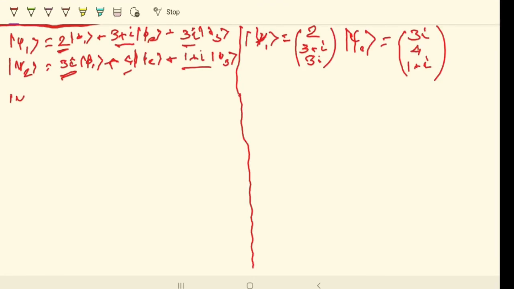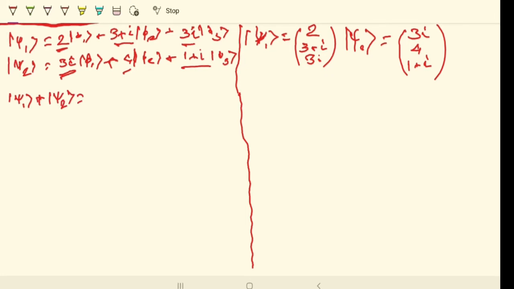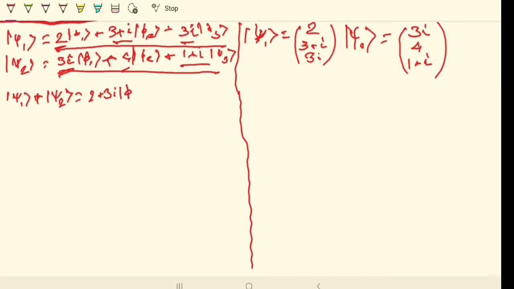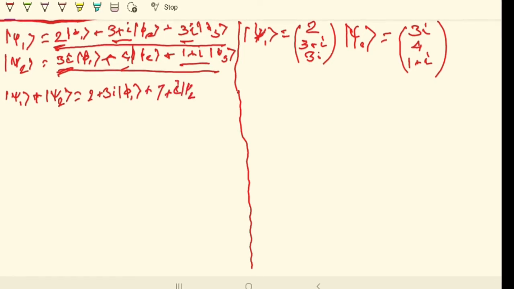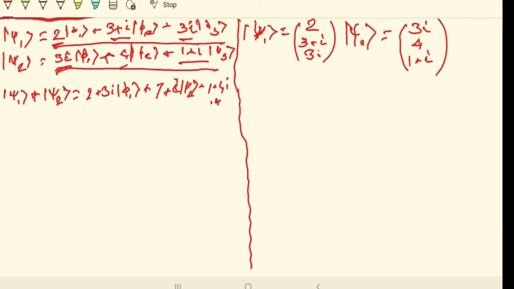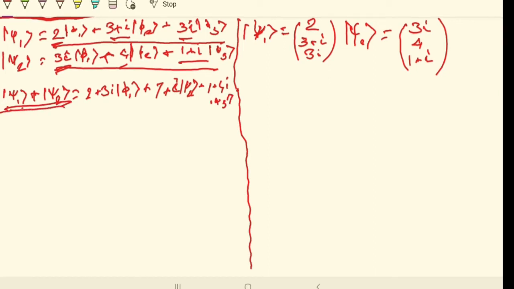Now what will be psi1 plus psi2? Psi1 plus psi2 will be this whole term plus this whole term. Now if I take phi1 common, what am I going to get? I'm going to get 2 plus 3i phi1. If I take phi2 common, I'm going to get 7 plus i phi2. Plus, if I take phi3 component common, I'm going to get 1 plus 4i phi3. Right? This is what psi1 plus psi2 is.